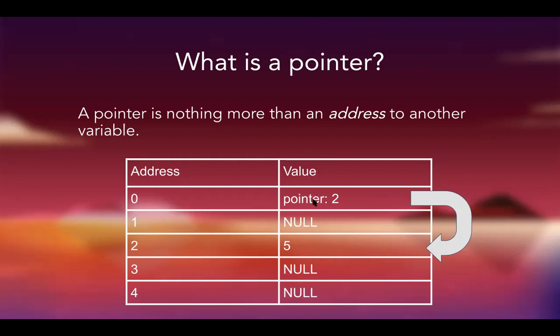And so here I have a pointer at address 0, and its value is 2. What this means is that it is the address for whatever data is at address 2. So if we were to dereference this pointer, if we were to get the value that it's pointing to, that would be 5. The value of the pointer itself is 2 because it's just an address. It's like a house number.